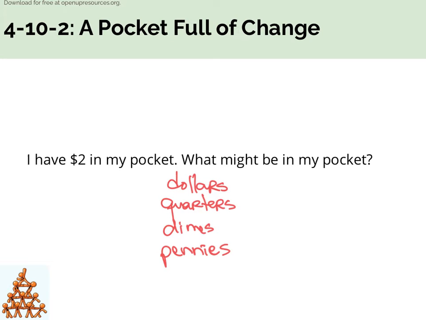Now, can I have a $5 bill? No, because my total is $2, right? I can have a $2 bill, though. But anyway, I can have dollars, quarters, dimes, and pennies, and a mixture of those to be able to make the $2. So keep that in mind when we go into the next activity.